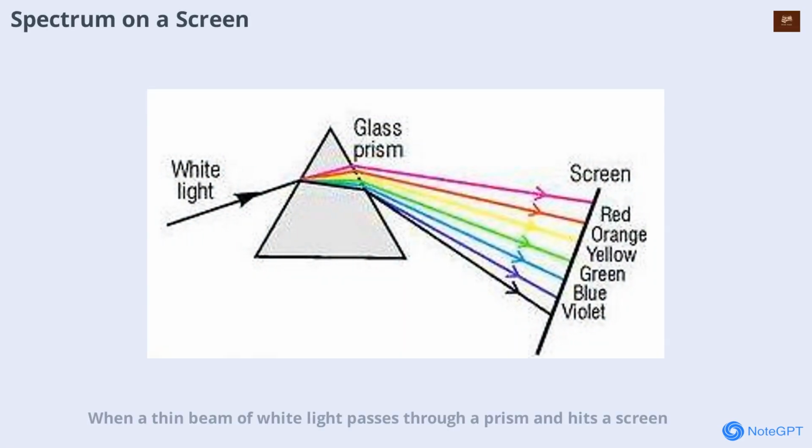When a thin beam of white light passes through a prism and hits a screen, you see a beautiful band of colors, the spectrum. If you place a slit to allow only green light to pass, only green appears on the screen. This shows that the prism itself doesn't create colors, it simply separates the colors already present in white light.